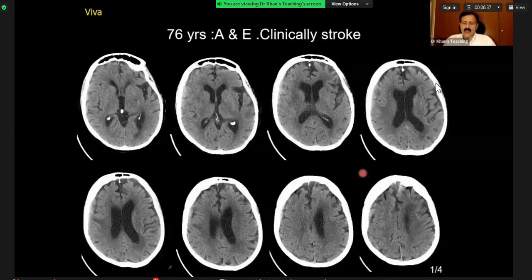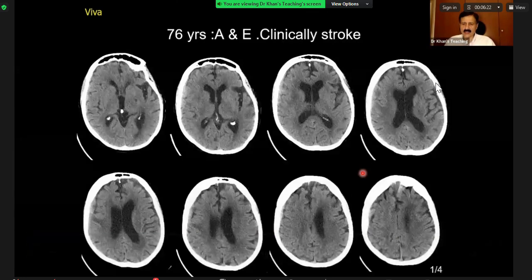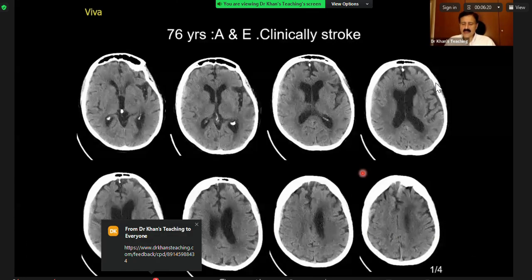Okay, now we have ended the differential diagnosis. The last thing which I wanted to show you today is dural and leptomeningeal enhancement because of malignancies. These have been done last time. So I am just going to quickly show you 1 or 2 or 3 new cases.